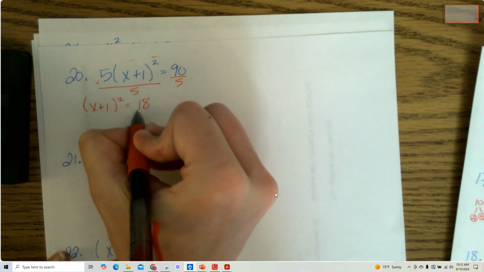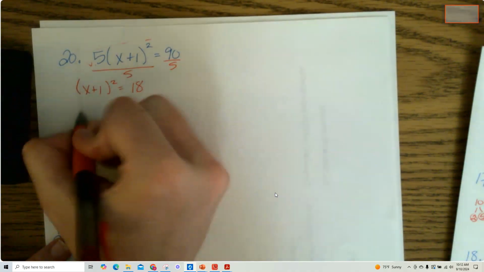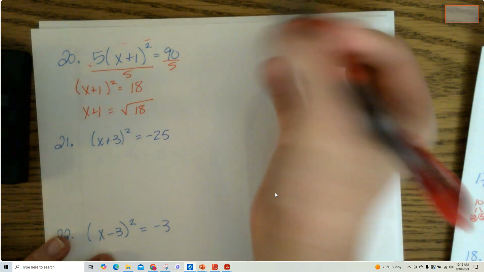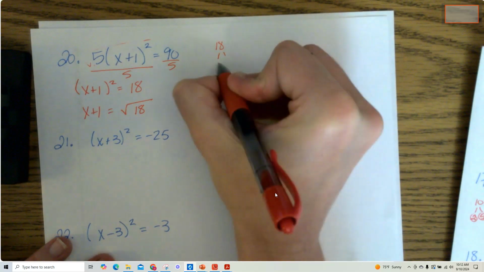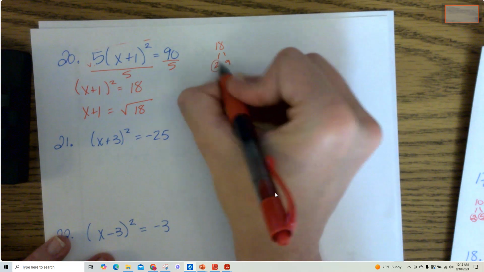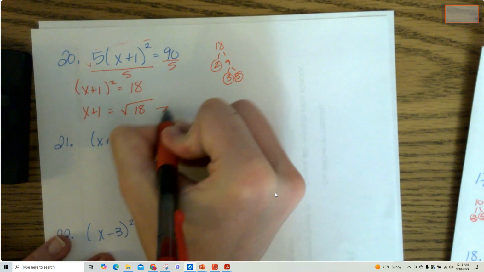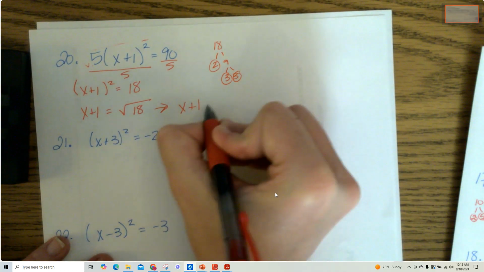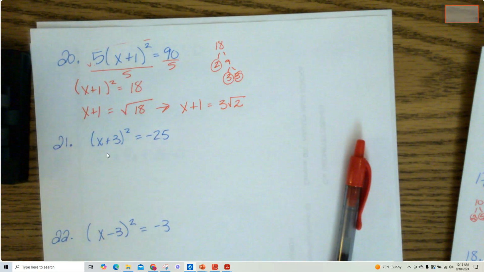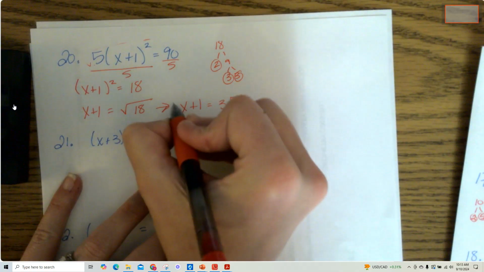And then I would square root this. So I would have x plus 1 equals the square root of 18. So the square root of 18, we got 2 times 9, and then 9 is 3 times 3. So really, I've got x plus 1 equals 3 times the square root of 2. Okay. I'm hoping I'm telling you this right.